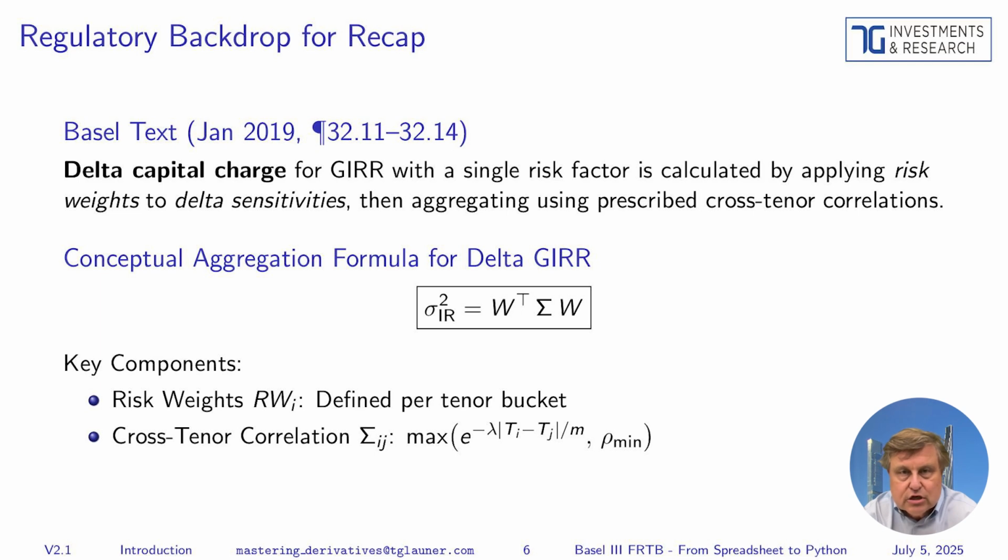Key components include risk weights, which are given and defined for each tenor bucket. Cross-tenor correlation measures how exposures at different maturities relate to each other. It is calculated as the maximum between an exponential decay function and a minimum correlation threshold. This expresses the main conceptual rationale of the charge.